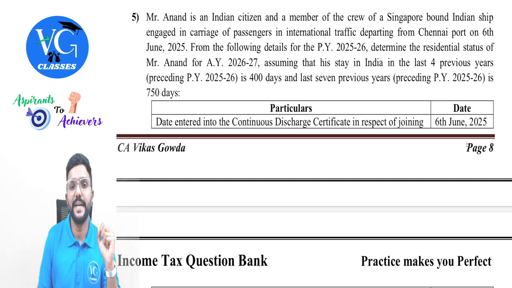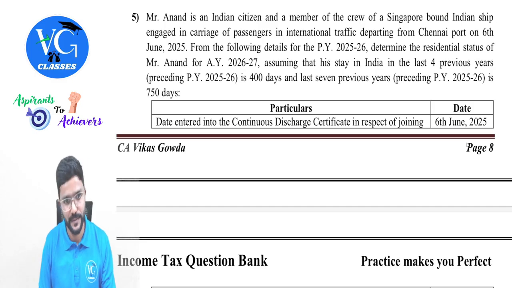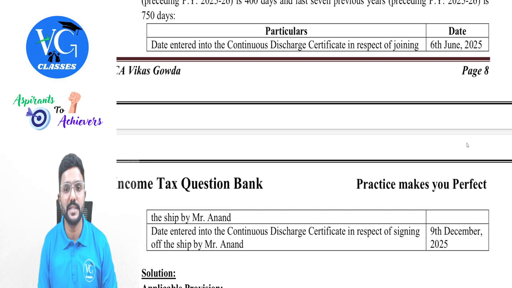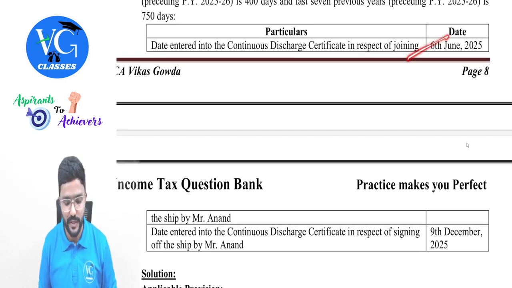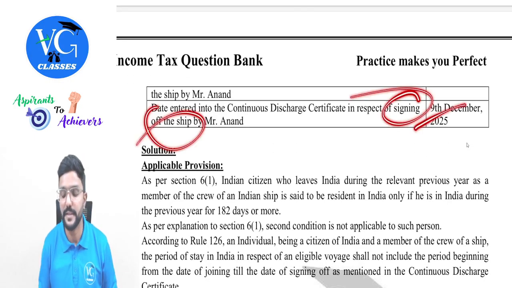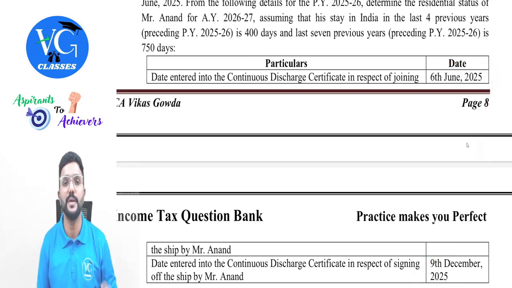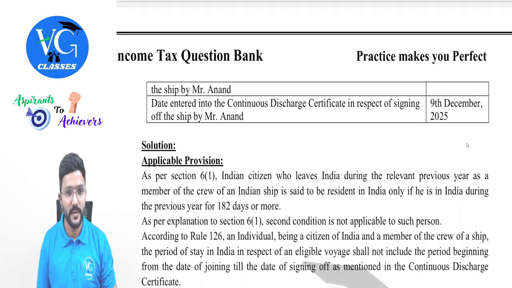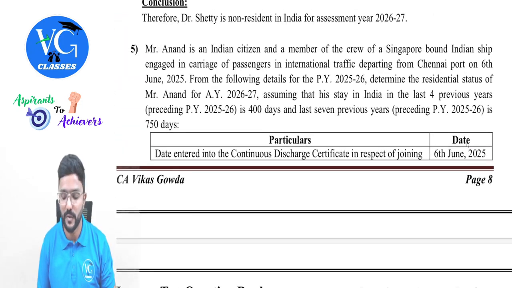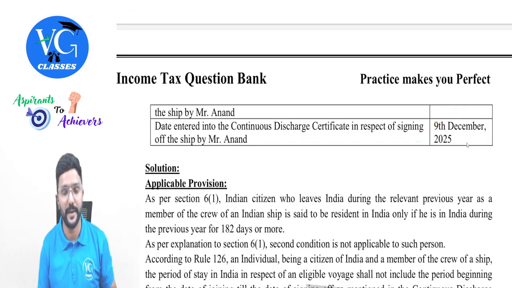From the following details for the previous year 25-26, determine the residential status of Mr. Anand for assessment year 26-27, assuming that his stay in India in the last 4 previous years preceding the previous year 25-26 is 400 days, and in the last 7 previous years preceding previous year 25-26 is 750 days. The date entered into the continuous discharge certificate in respect of joining is 6th June, and in respect of signing off is 9th December. So whatever is the time period in between, guys, from 6th June to 9th December, is considered to be outside India. So we need to count it, and while counting, we need to consider both 6th June as well as 9th December to be outside India. Please be careful.